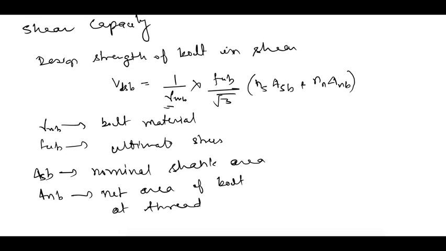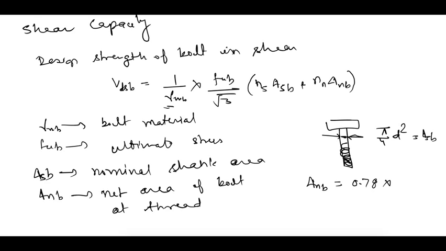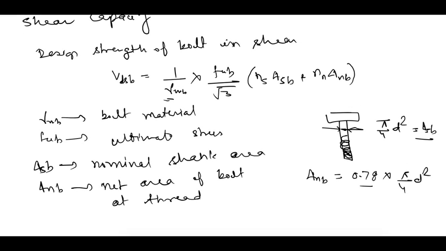That is, if this is the bolt, Asb is the area at this part, that is if the dia is D, then pi by 4 into D square is equal to Asb. And this Anb is the net area at the thread, given as 0.78, the code recommends that we can use 0.78 times pi by 4 times D square, that is 0.78 times this shank area. So this way we can find out these two areas.